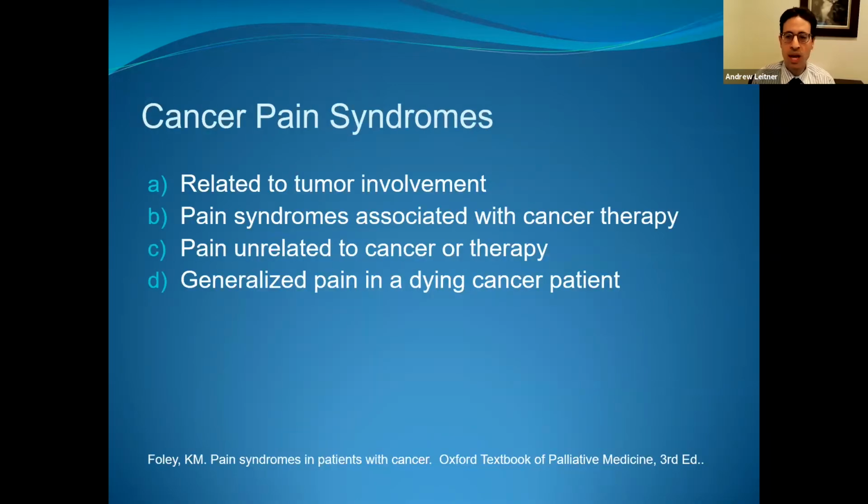The majority of pain in cancer patients is related to tumor involvement. Roughly 25% of the pain, however, is associated with cancer therapy. And then if you look at survivors, that number shoots way up. Then there's pain that's unrelated to cancer therapy. So if patients had chronic pain states before their diagnosis, often the pain gets worse for a number of reasons, which we can get into. And then, of course, there's a somewhat separate category of generalized pain. This tends to be less well localized in a dying cancer patient.